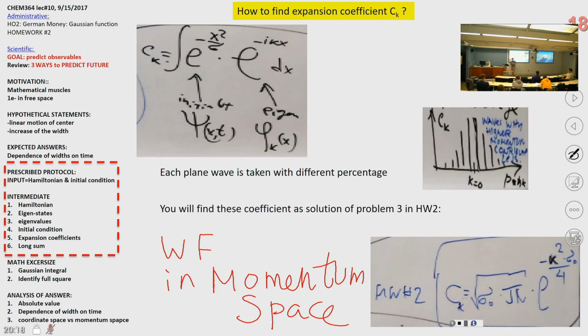It's question number 0, or first line of question number 1 in the homework. So if you have this integral times exponential and some function, it is a Fourier transform. Some people call it Laplace transform, but it is Fourier transform.